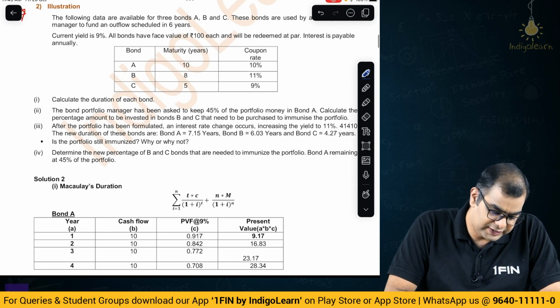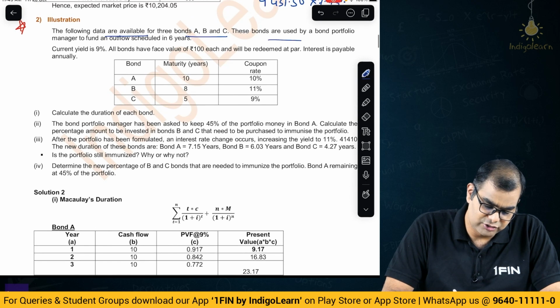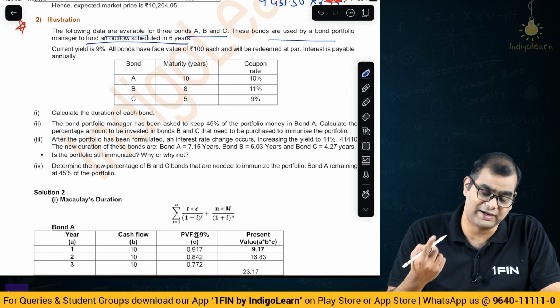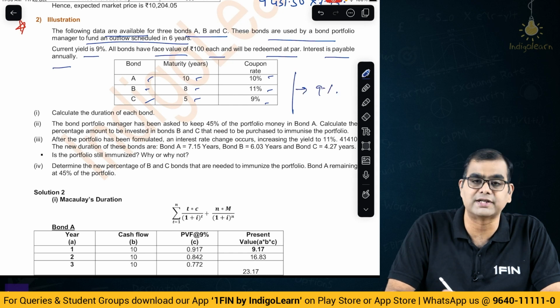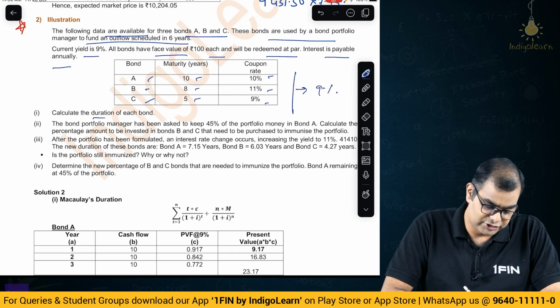First one: the following data are available for 3 bonds A, B and C, and these bonds are used by a bond portfolio manager to fund an outflow schedule in 6 years. So, the outflow is after 6 years. Current yield is 9% and the bonds all have face value of 100 each and will be redeemed at par. Interest is payable annually. There are 3 bonds A, B and C. Maturity is 10 years, 8 years and 5 years. Coupon rate is 10%, 11%, 9%, whereas the current yield is 9%. Calculate the duration of each bond.